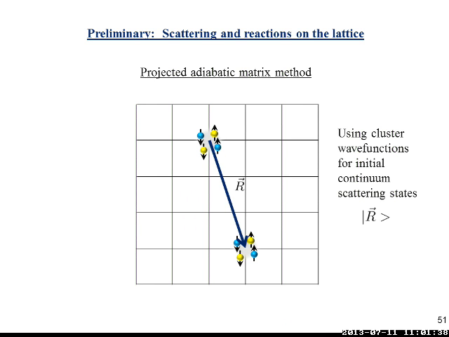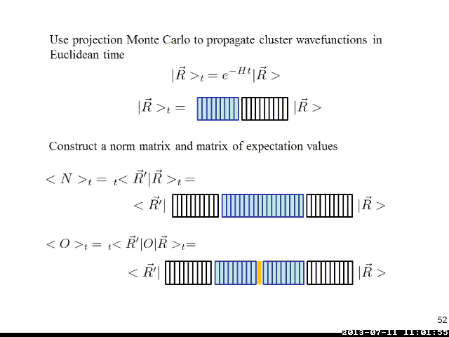All right. So the idea is we start off with a whole bunch of different initial states that are continuum states of clusters. So for example, here's alpha alpha for doing alpha alpha scattering. And we have a separation between these two alpha clusters by a vector r. So we take this initial state, these cluster states, and then we just time project using projection Monte Carlo onto the state. And then we get a dressed state, which is r sub t. So the idea is this is some sort of a continuum state, some sort of a wave packet with a separation of about r. Right?